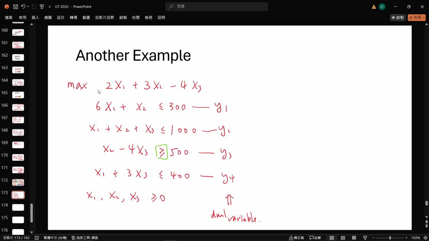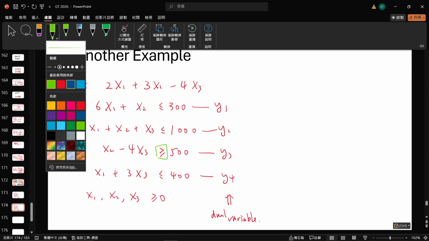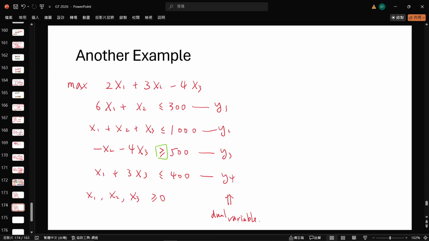So now every sign here is a less than or equal to sign. And then we can find the weighted combination.